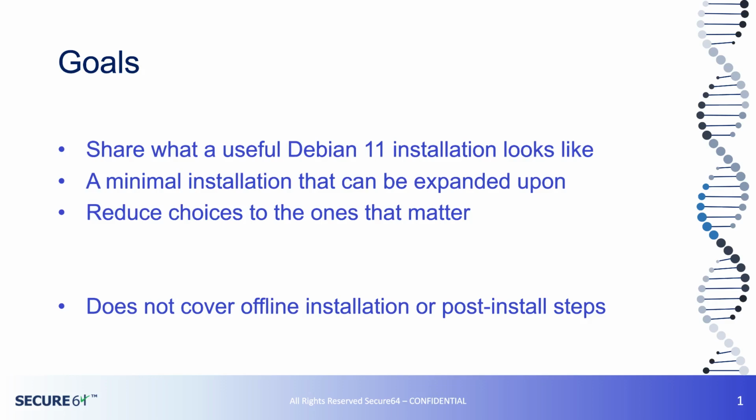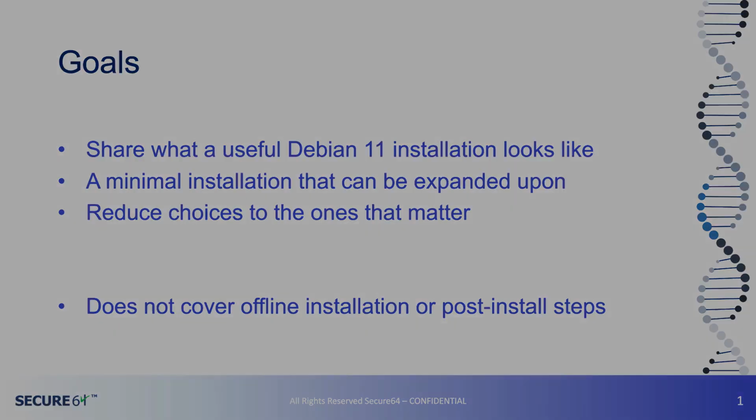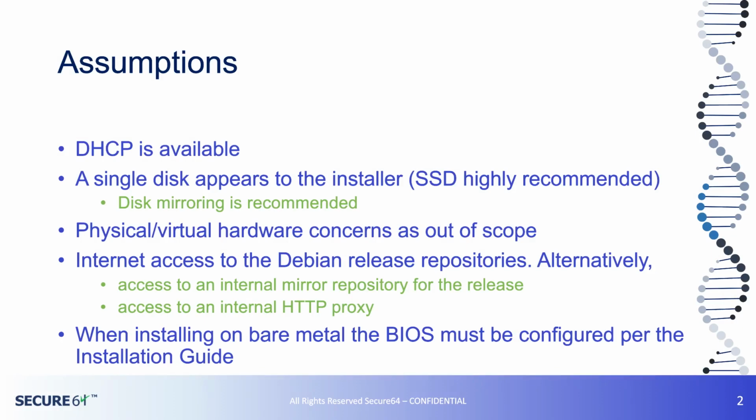We want to reduce the decisions you need to make to the ones that matter most. For installation, we assume that DHCP is available for the installer to automatically configure networking. We assume that a single disk appears available to the installer. We recommend configuring hardware RAID in mirror mode if it is available.